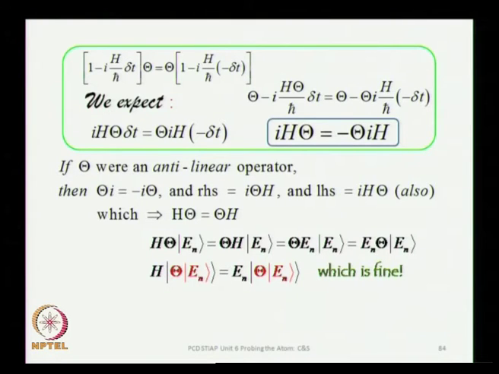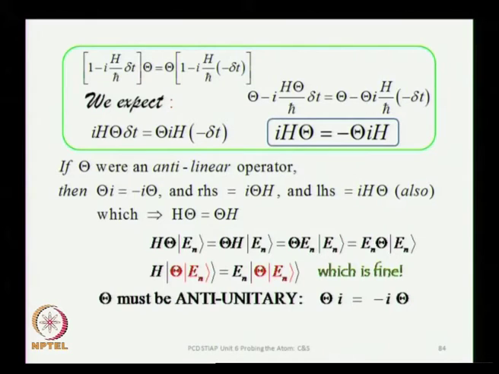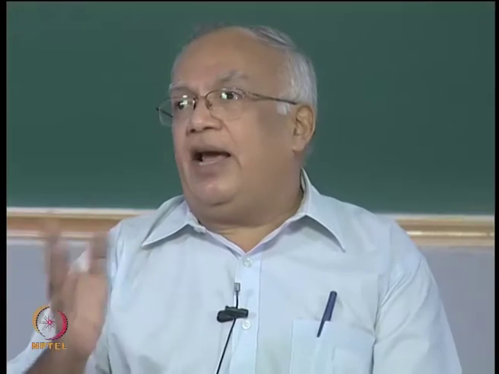So, our conclusion is that theta must be an anti-unitary operator. It cannot be a unitary operator, it cannot be a linear operator, it has to be an antilinear operator, and together with the preservation of norm it becomes an anti-unitary operator. So, the time reversal operator in quantum mechanics is an anti-unitary operator. So, t would go to minus t, but along with this minus i goes to plus i, and plus i will go to minus i. So, there is a complex conjugation which is involved.